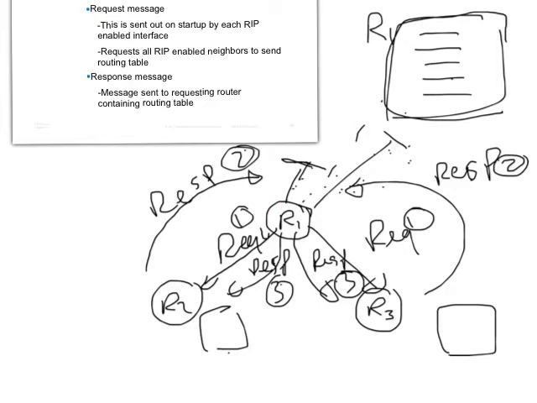This is at startup. Later on, all we need to do is that every 30 seconds we send an update message as normal. Okay? So the update message here, the response message, will contain the routing table entries.